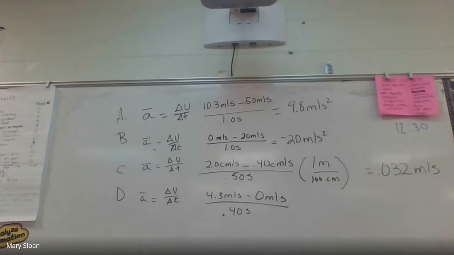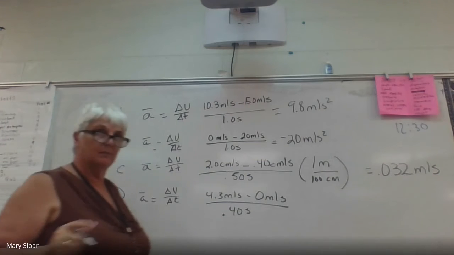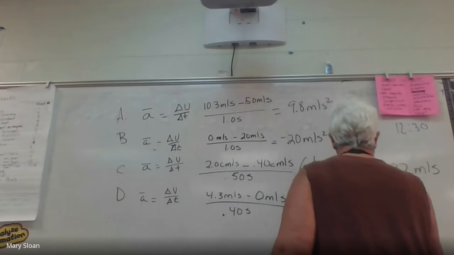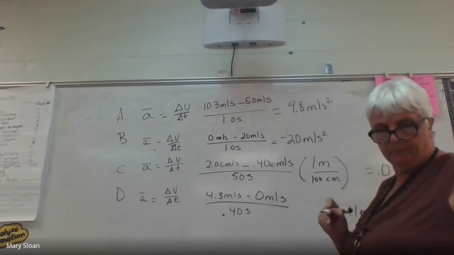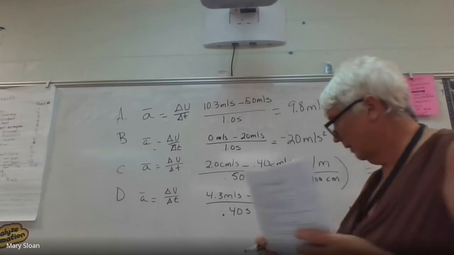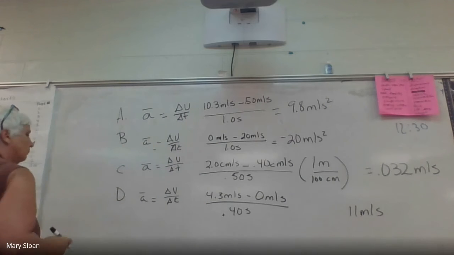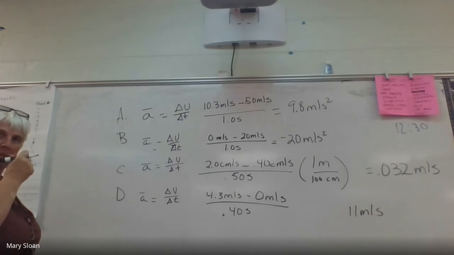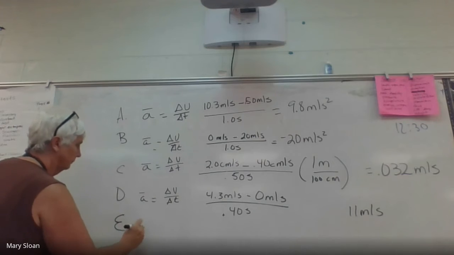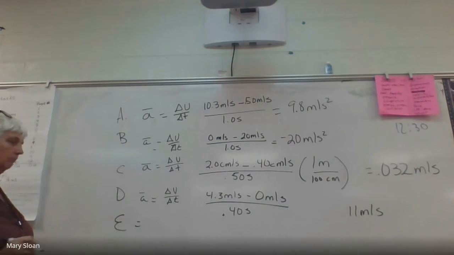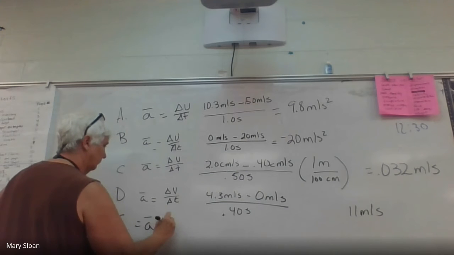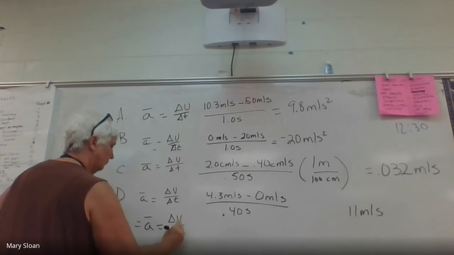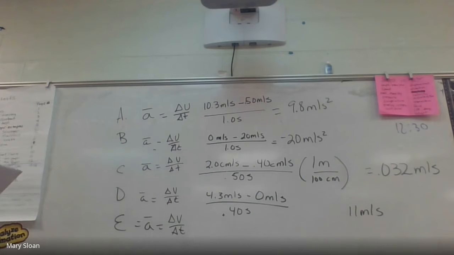You want me to do that? Yep, tell me. 10.75, which you're going to say is 11. Very good. Yes. 11 meters per second. All right. E, Kristen, what formula am I going to use? Same one, right, Kristen? Same exact formula, okay?